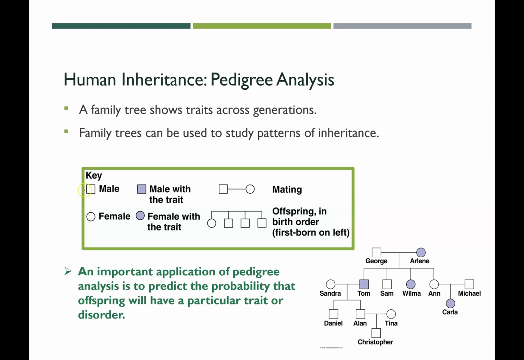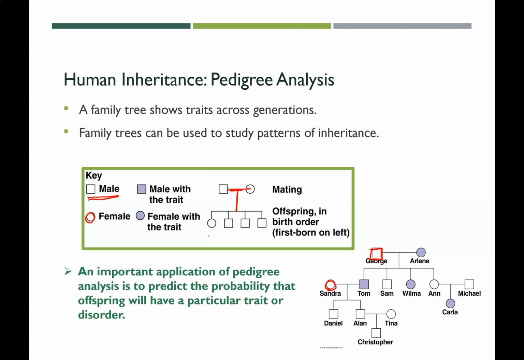So males are square on a pedigree. Anywhere you see a square, it's going to be a male. Females are circles. Anywhere you see a circle, that's female. Affected individuals have their circle or square shaded. That tells you that they have the trait. A bar connecting two individuals means that they had children together, and coming down from them is going to be their offspring. By convention, the offspring are written in birth order, left to right, firstborn being the oldest.